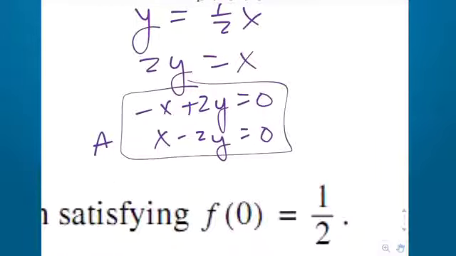Okay, so it doesn't really matter. They're both the same. But, of course, they'll have just one of those two.